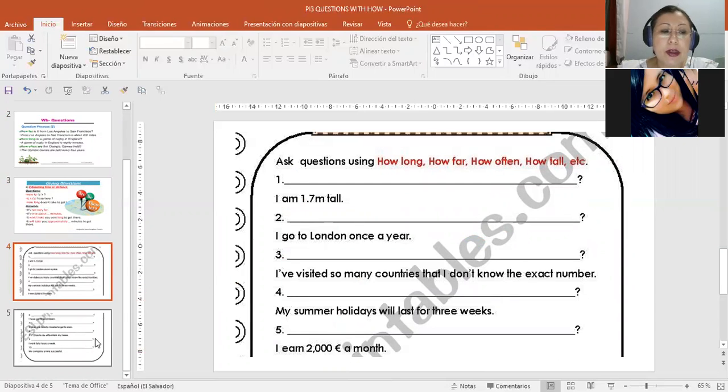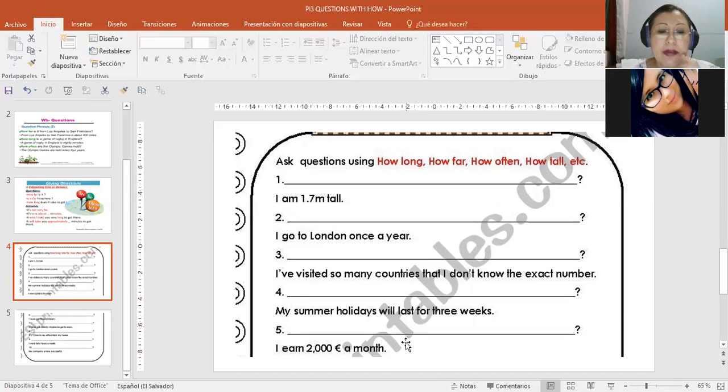First we are going to make some questions. Primero vamos a hacer el ejercicio de responder o elaborar algunas preguntas, ¿verdad? Y posteriormente voy a pedirles que ustedes elaboren sus propias preguntas. Estas son preguntas prediseñadas. Those are pre-elaborated questions with how long, how far, how often, and also you can ask how tall. ¿Qué tan alto, verdad?